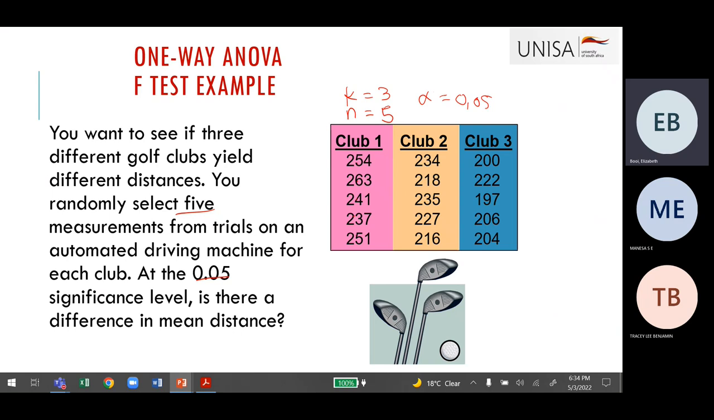Now, remember the steps of hypothesis testing. The first step is to state your null hypothesis.